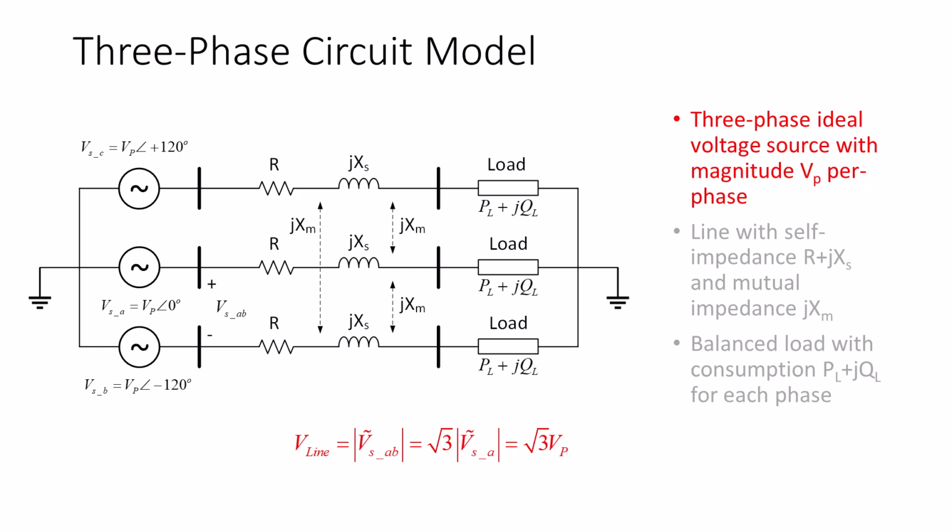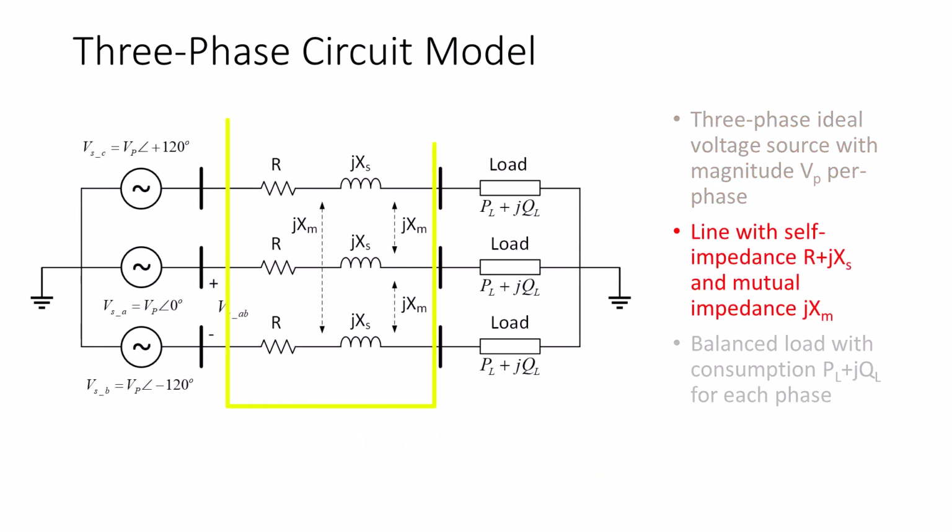However, for a power flow analysis, we need an electric circuit model, and for a three-phase system, this would be the circuit model as illustrated here. The three-phase source consists of three individual voltage sources with the same magnitude Vp, but with phase angles that differ from each other by plus and minus 120 degrees. We refer to these as phase voltages, whereas the voltages between two phases of the source are referred to as line voltages. The line voltage magnitude is square root of 3 larger than the phase voltage magnitude.